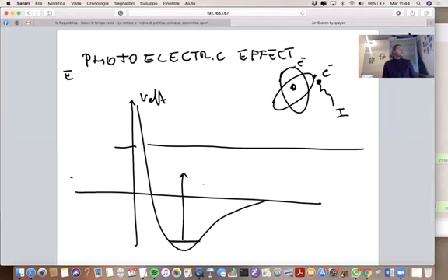However, if you choose to shine the electron with the right frequency, then the electron is immediately kicked out, and the number of electrons that you kick out from a sample becomes proportional to the intensity.